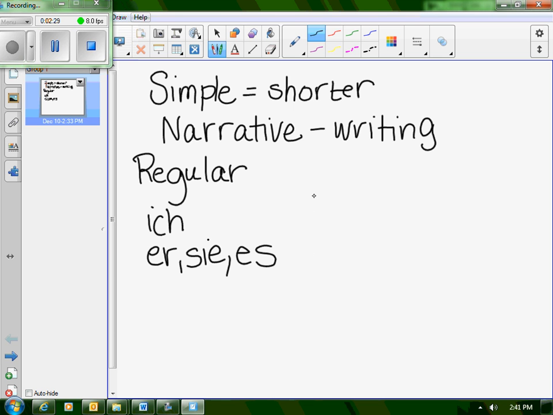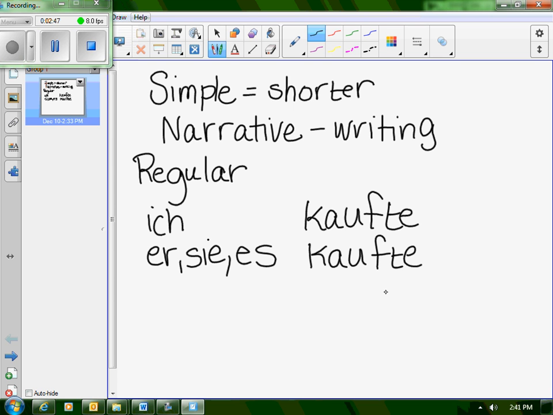So to use the regular verb, let me give you another example of kaufen. If you wanted to say I bought something, you're going to take the stem of the verb, kauf, and you will add a te. Ich kaufte. Sie kaufte as well. So the ich and the sie are in fact the same.